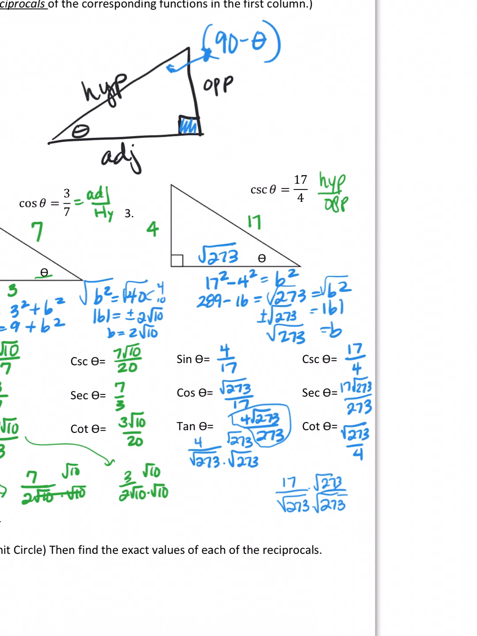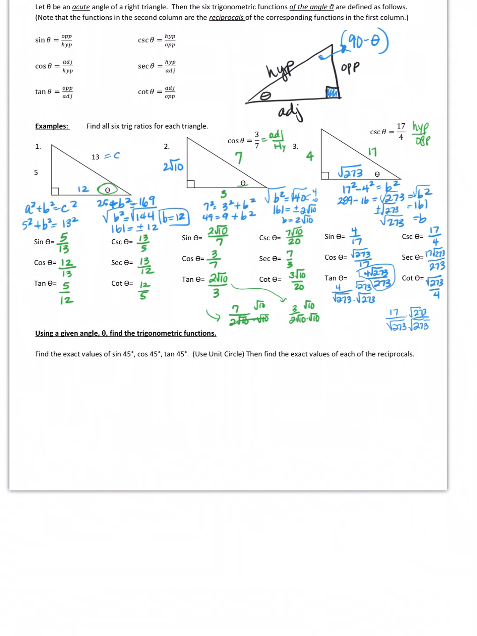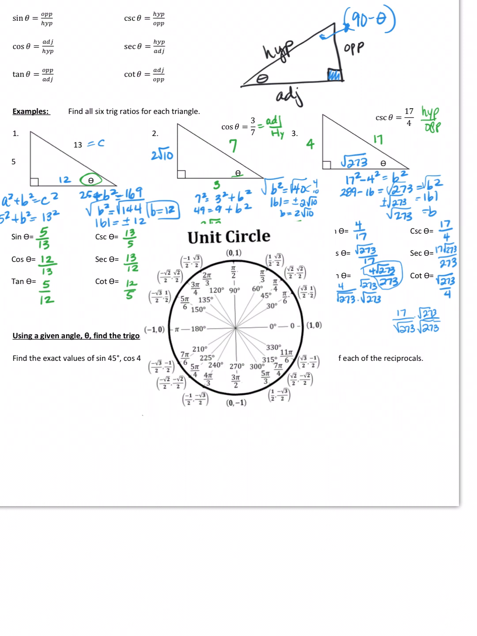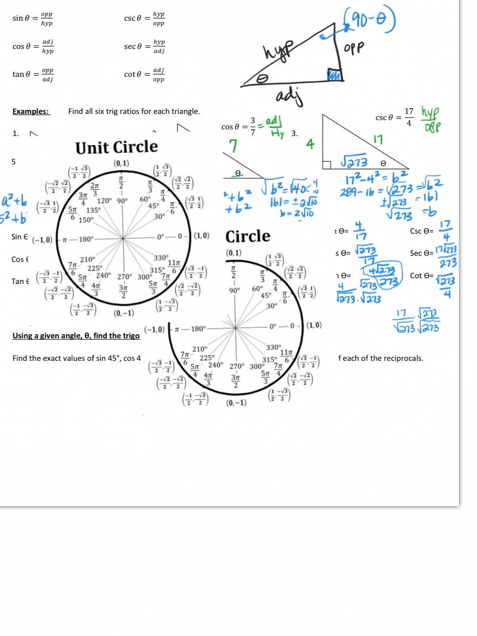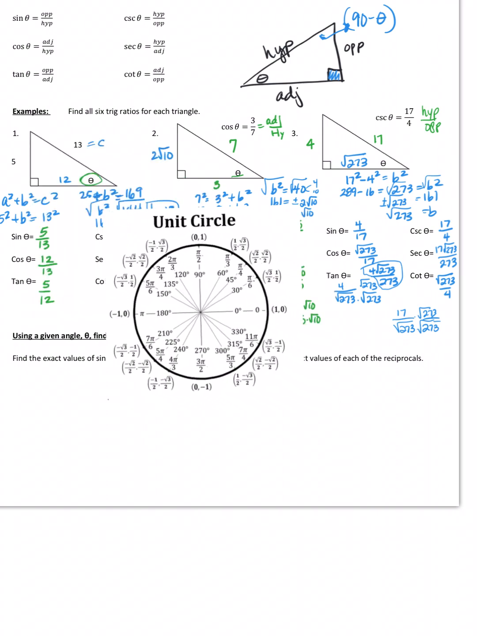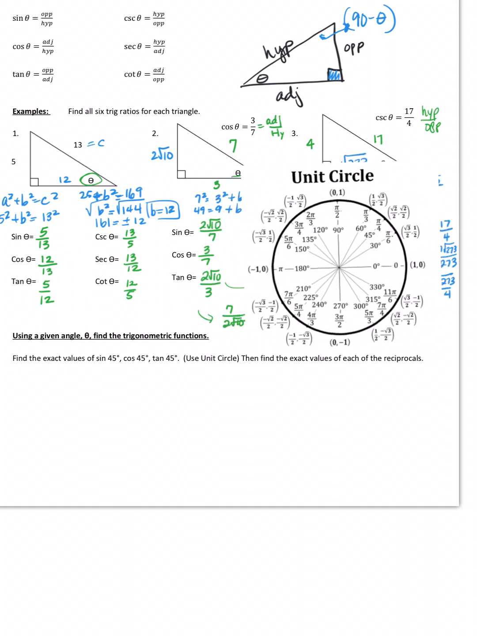All right, now let's look at the next part here. Using a given angle, find the trig functions. Now we're going to use our good old unit circle to do this. So let's look at this. Got extras in here, don't I? So we're going to use our unit circle on this next section. It says find the exact values of sine of 45 degrees, cosine of 45 degrees, and the tangent of 45 degrees.